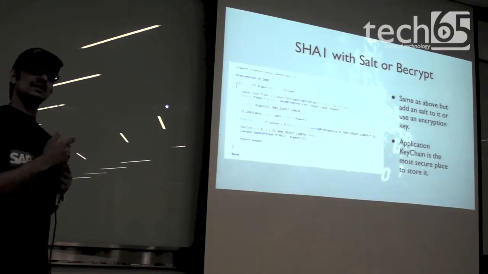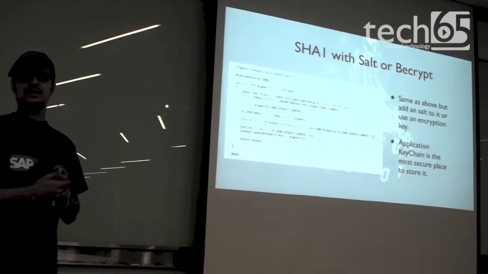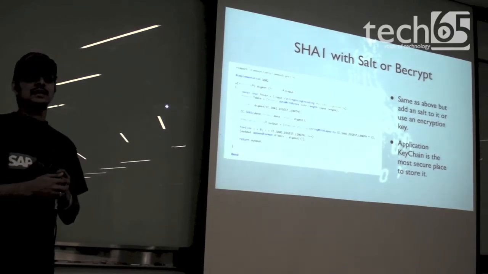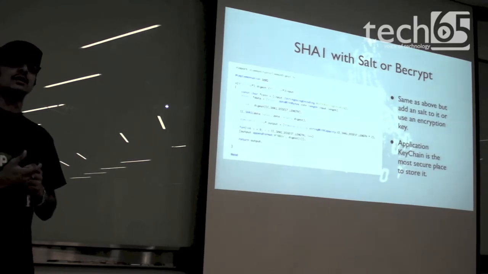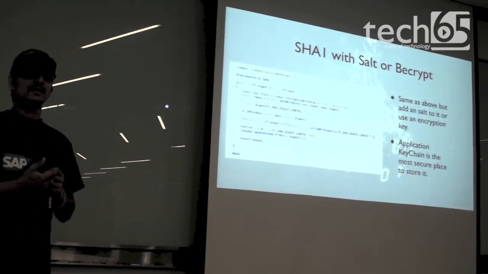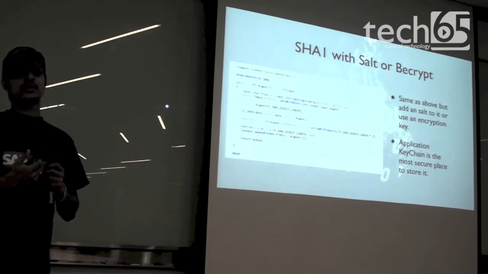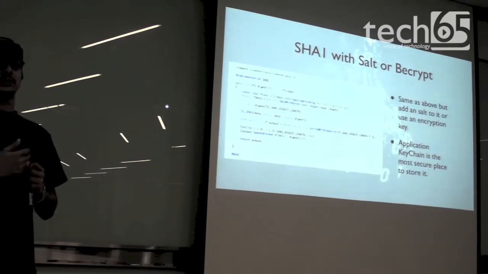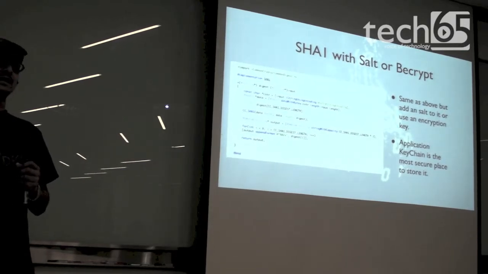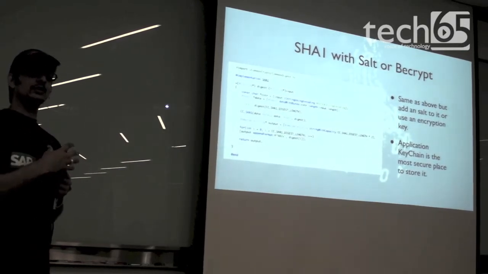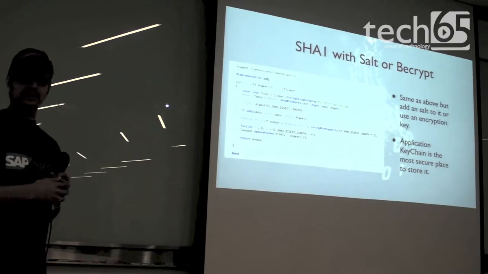at least use a salt if you're using a digest, or use some encryption algorithm. Then again, your security completely depends on what the salt or your encryption key is, and where exactly you're going to store it. The ideal place for storing these things is the keychain. I'll come to keychain later. So anything related to sensitive information, you should store in the keychain.